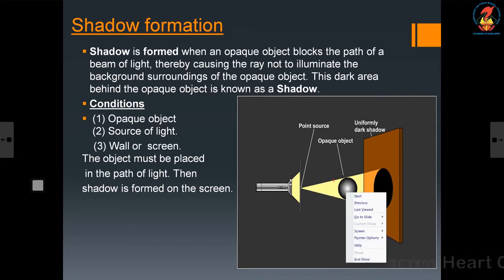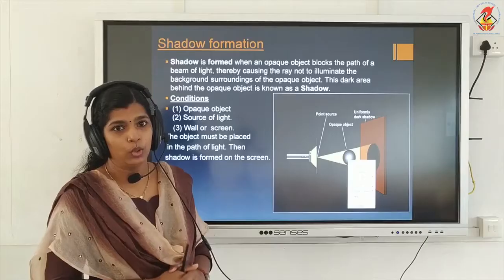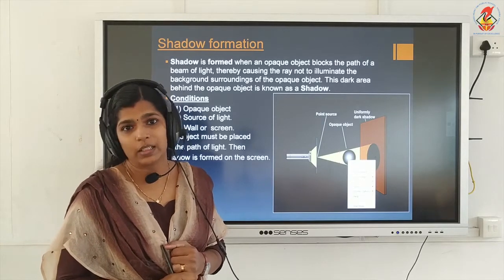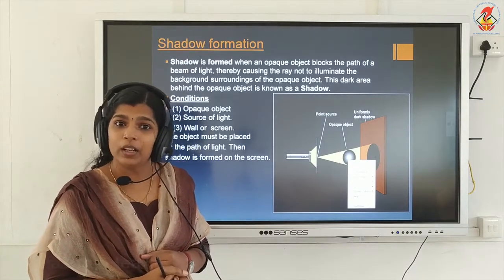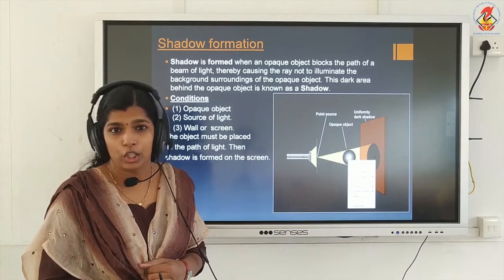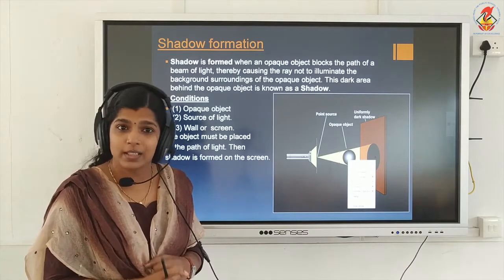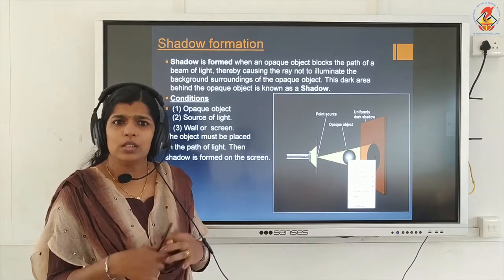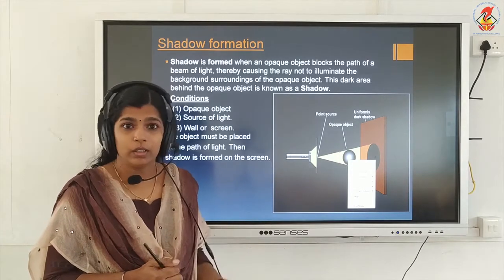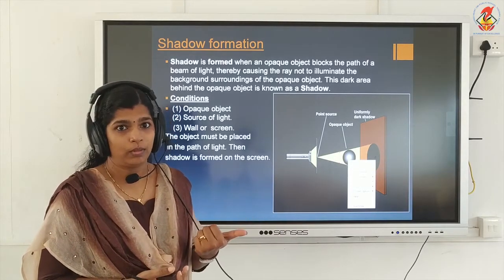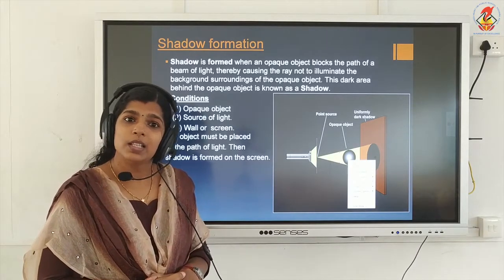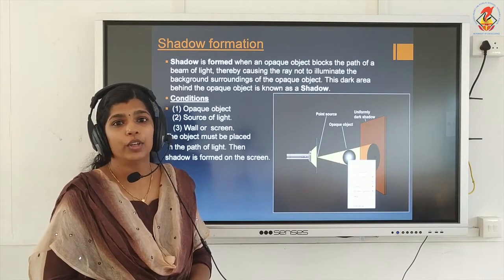Okay. So we need three things for the formation of shadow. First one is a luminous object or a source of light. Second one is an opaque object. Third one, a screen on which we can form the shadow. Instead of screen, we can use floor or the wall of a building that can act as the screen during the formation of shadow.